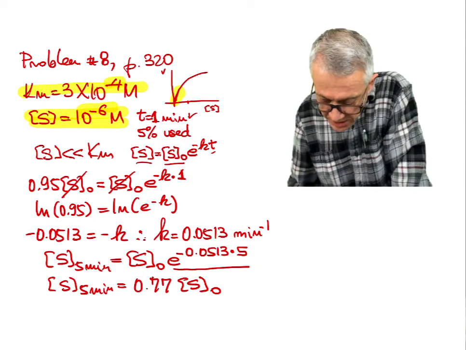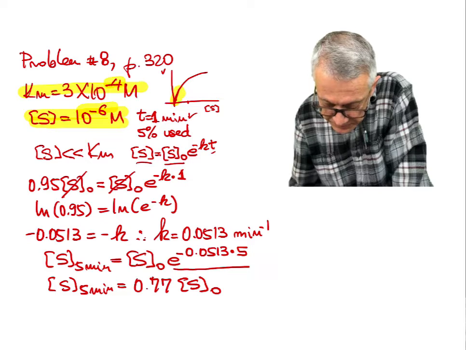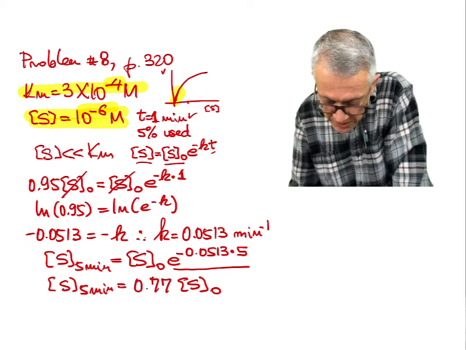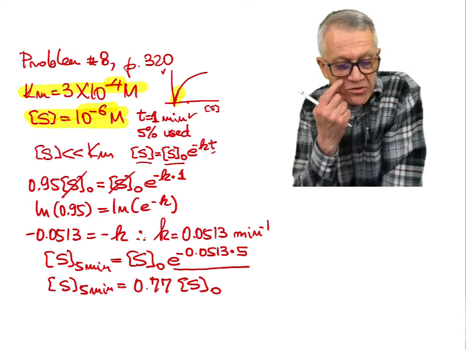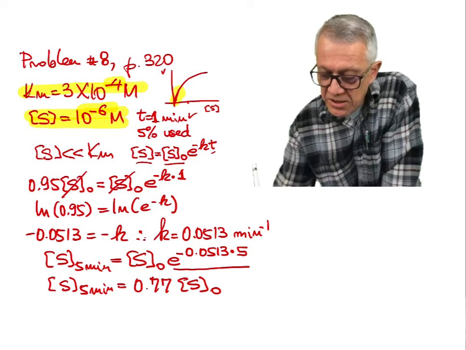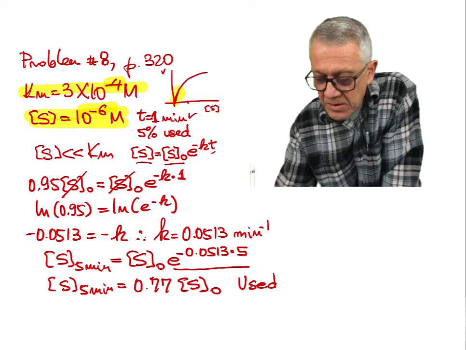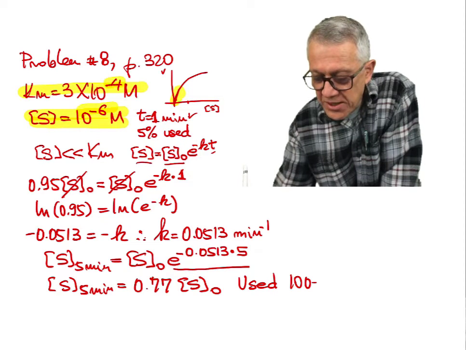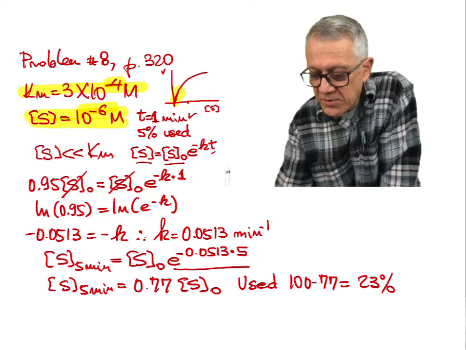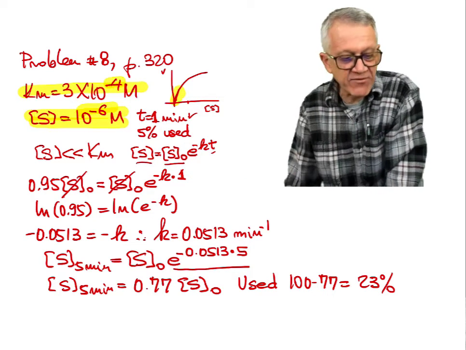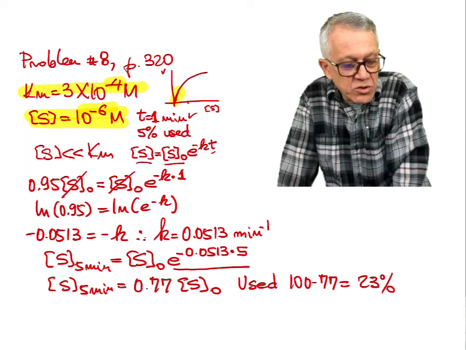Okay, so the question is, what percent of the substrate will be utilized? We have 77% left. So how much was utilized? It was 100 minus the 77% that is still there, right? So this is going to give us 23%. After 5 minutes, 23% was used, right?